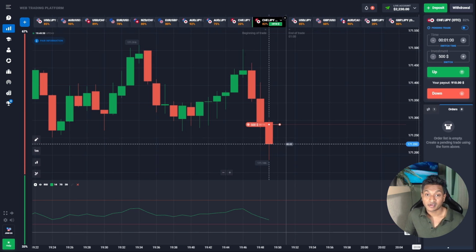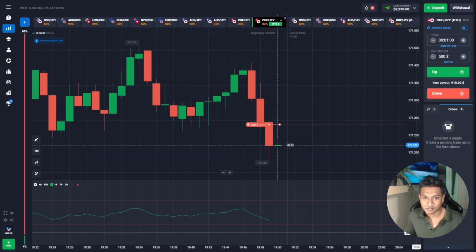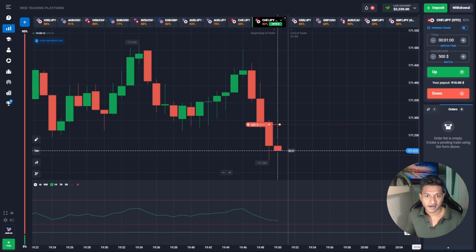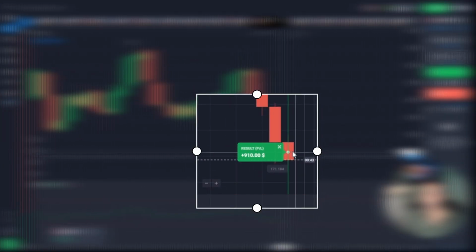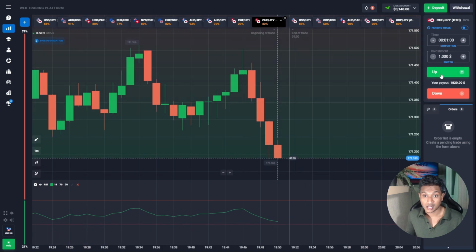So I'm giving you that guarantee. Use it. And guys, look at this, I'm gonna make this easy profit. Look at this guys, I'm gonna make it. All right, my dear traders, I made it guys, another $910. And let's push, let's go with $1,000.